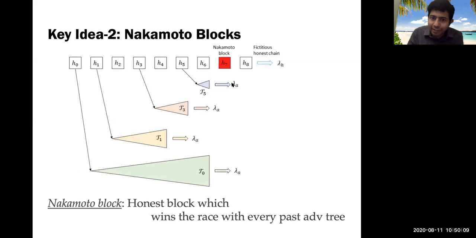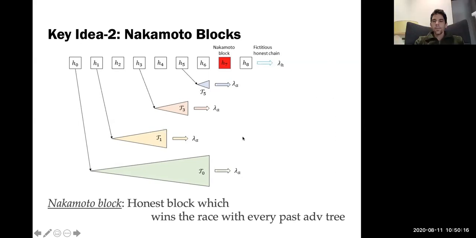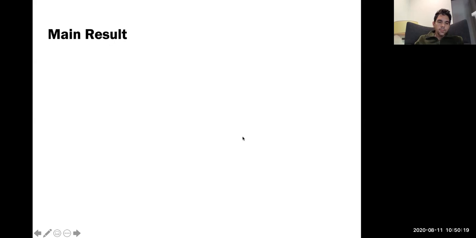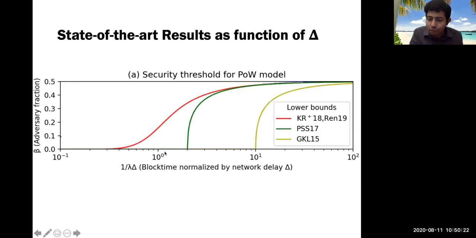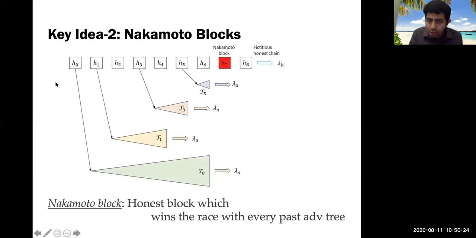I'll explain why I drew this all as lambda A, and at that point I'll address this issue also. But I want to point out that while in this view it seems obvious, since the honest nodes don't actually form a chain, the honest blocks don't actually form a chain, this race is not a real race. For example, H5 may be connected to H3, H4 may be connected to H2. So in a sense, this is not a real thing happening in the system.